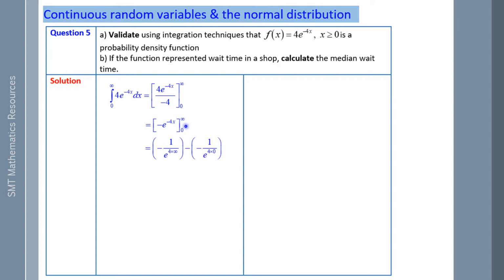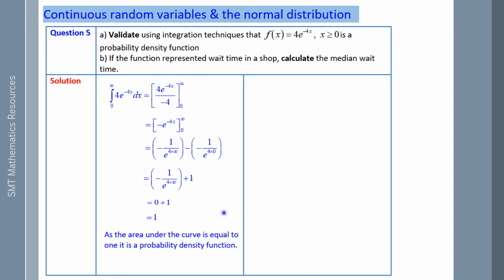Now we're going to evaluate the definite integral. Note that I've rewritten this using positive indices. So it's negative 1 over e to the 4x. I've subbed in infinity, I've subbed in 0. 1 divided by e to the 0, well, e to the 0 is going to be 1, so it's 1 over 1, but you're going to have to take a negative number, which is why it's a positive. Regardless of this being a negative or positive, 1 divided by an exceedingly large number is going to approach 0. Hence, it's like a limit question. 0 plus 1 is 1. As the area under the curve is equal to 1, it is a probability density function.